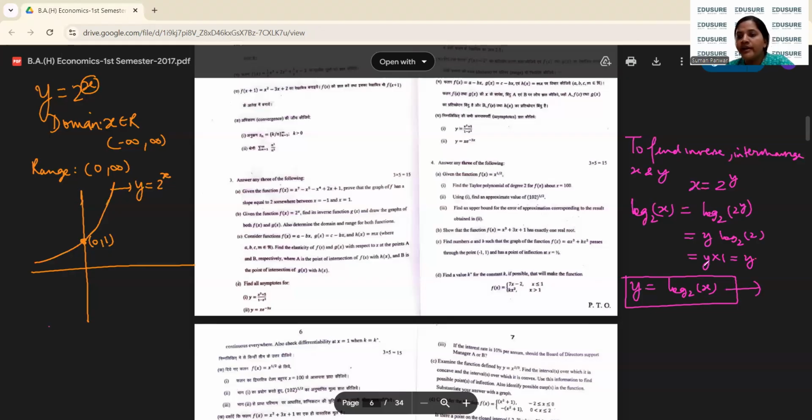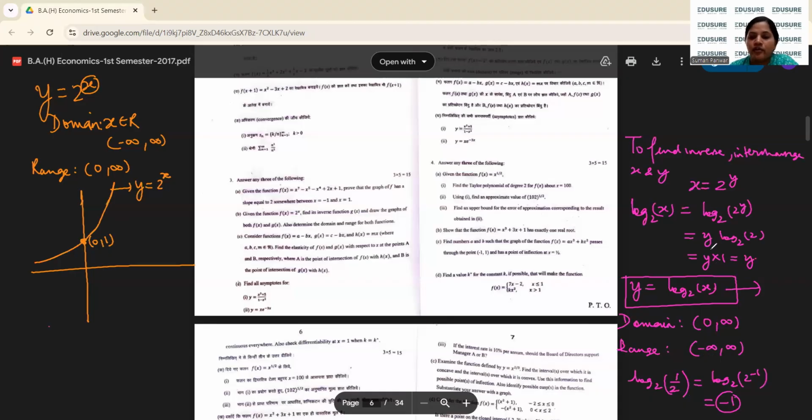Now logarithms are only defined for positive numbers. So what is the domain? The domain is (0, infinity). And the range of a logarithmic function is the entire set of real numbers. Because suppose you take x less than 1, it will be negative, for example minus 1. So this function is going to take positive and negative values both. So the range is minus infinity to infinity.